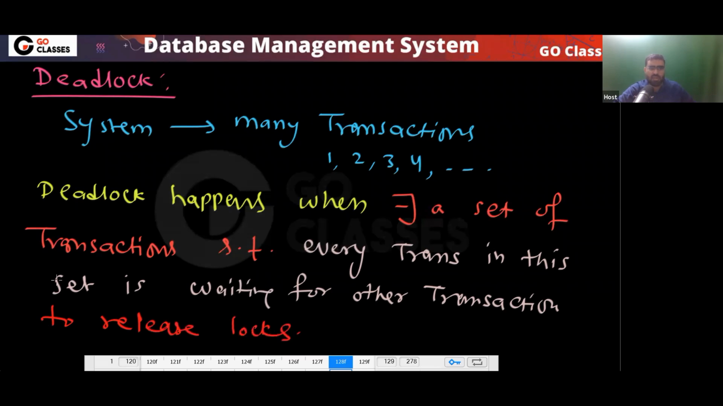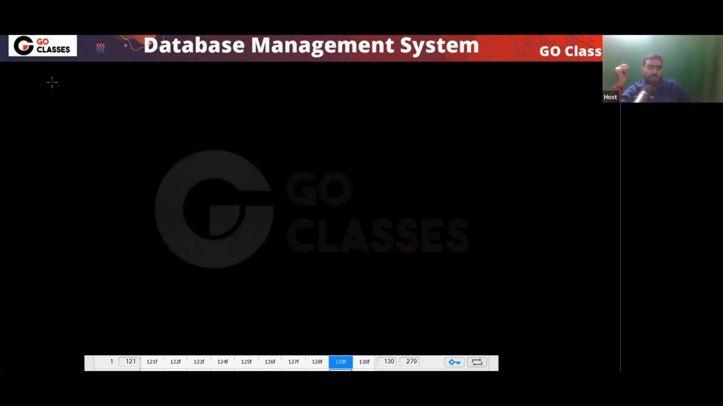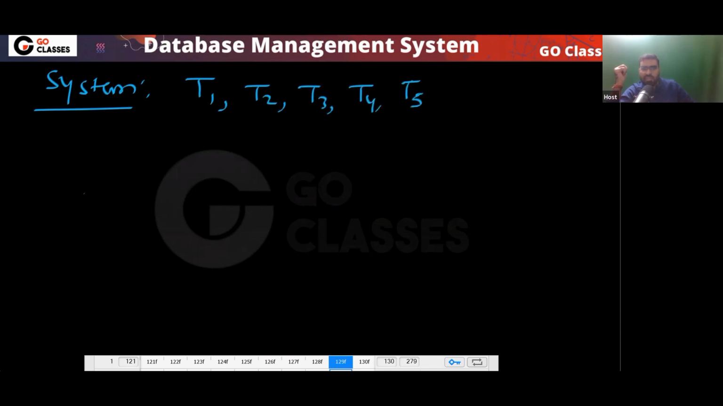So this is the situation. This is called a deadlock situation. Let me assume that you have many transactions in your system. For example, you have transaction T1, transaction T2, transaction T3, T4, T5. So these are the transactions you have.